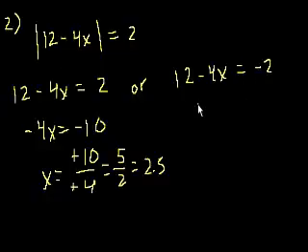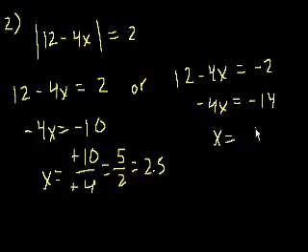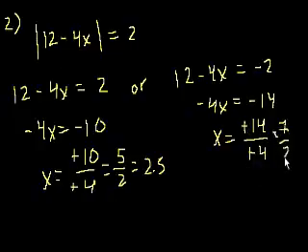Subtract 12 from both sides, you get minus 4x is equal to minus 2 minus 12, which is minus 14. X is equal to minus 14 over minus 4. Negatives cancel out, which is equal to 7 halves, which is equal to 3.5. So x could be 2.5 or 3.5, and that is choice D.